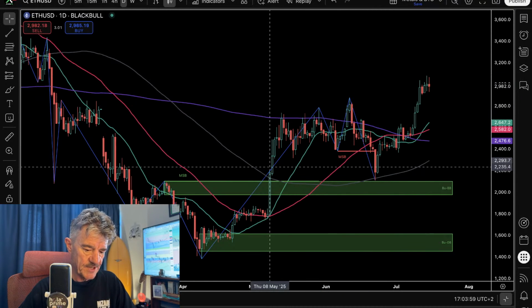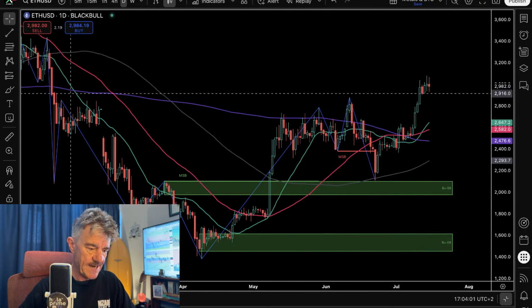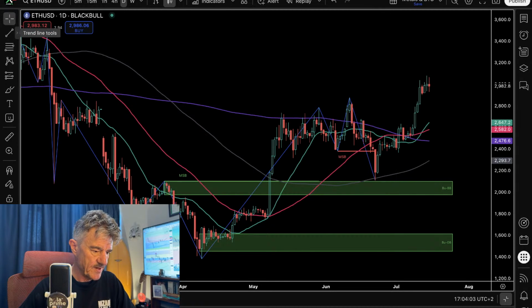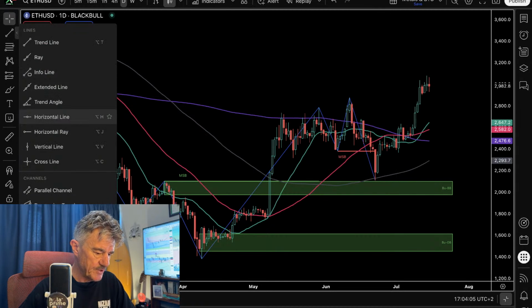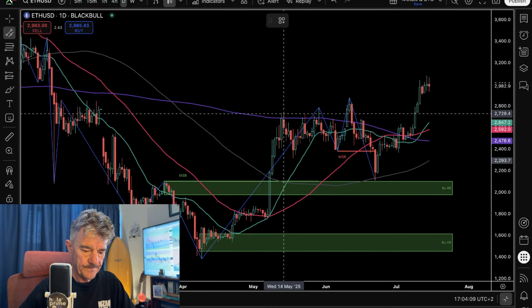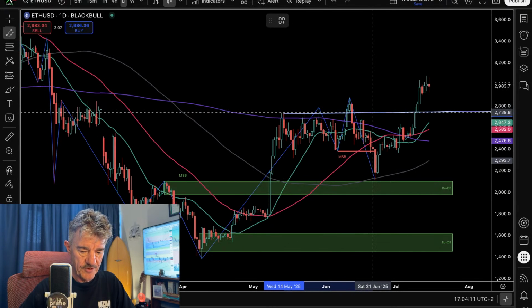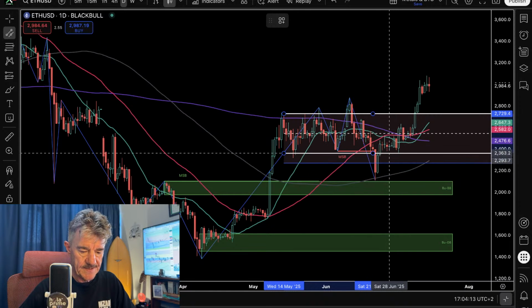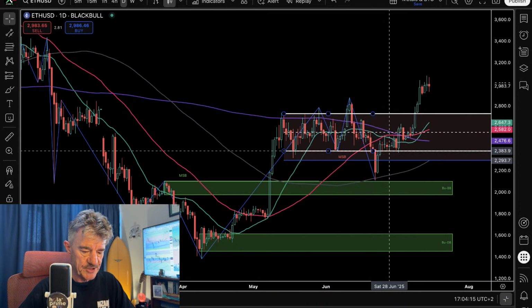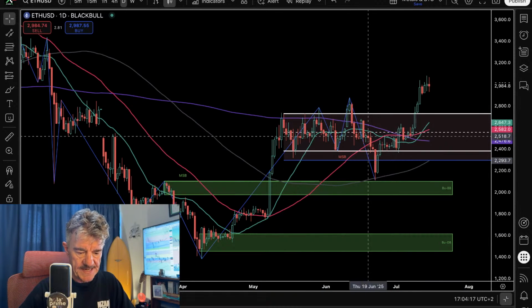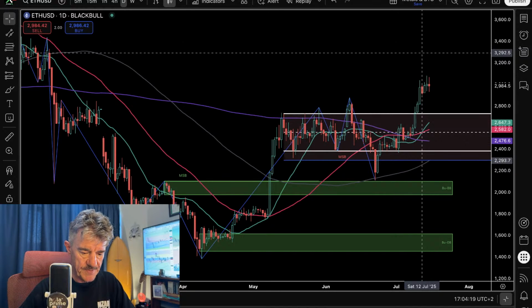Pretty simple, very much like XRP and Bitcoin. Actually, this one's even neater because we've got a much neater pattern. Let me draw it in for you, just roughly, like that. So we've just got this parallel channel, big move up, bull flag, and the next move up, like Bitcoin, like XRP. XRP broke out of a bull flag.